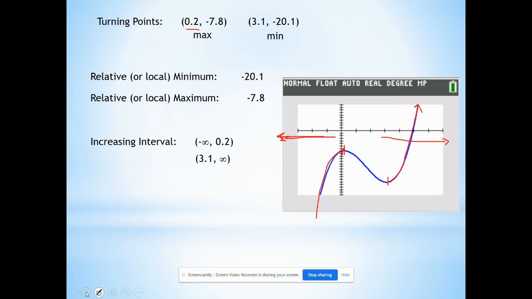And then we have to take a look at our decreasing interval. Well, our decreasing interval, I only have one, and that would be in this section right here. And so that's going to start at this x value and stop at this x value. So it's going to be from 0.2 to 3.1. And then the other thing I need to talk about is my real zeros, which we found on the calculator. So you just list that.